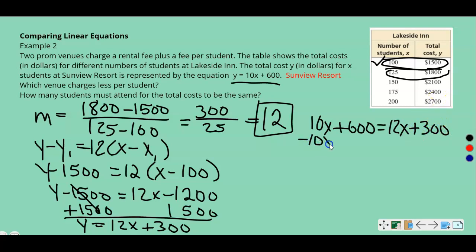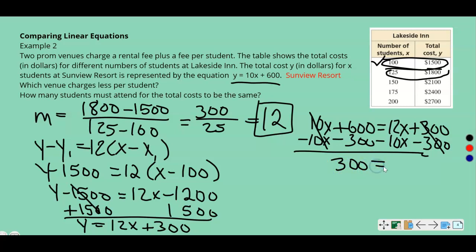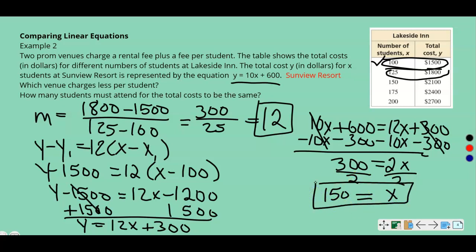All right, so if I subtract 10x, that means let's subtract 300 from the other side. We're trying to solve for x. So 600 minus 300 is 300, and that's going to equal 12 minus 10, which is 2x. Divide by 2, x is 150. All right, so what is that 150? That's the number of students. So they're equal. The cost will be equal when it's 150.